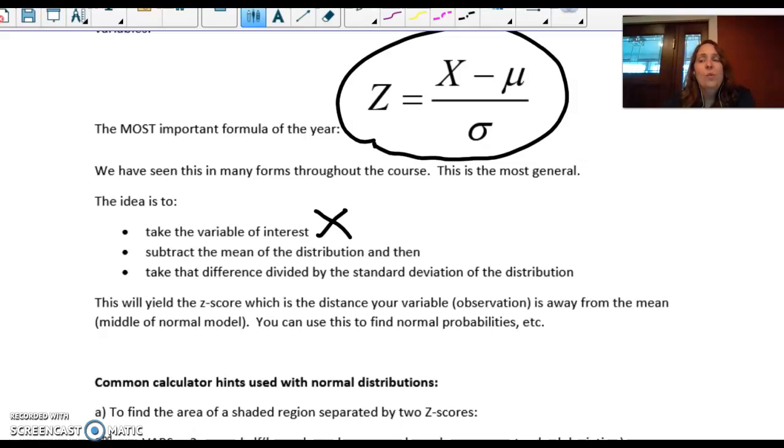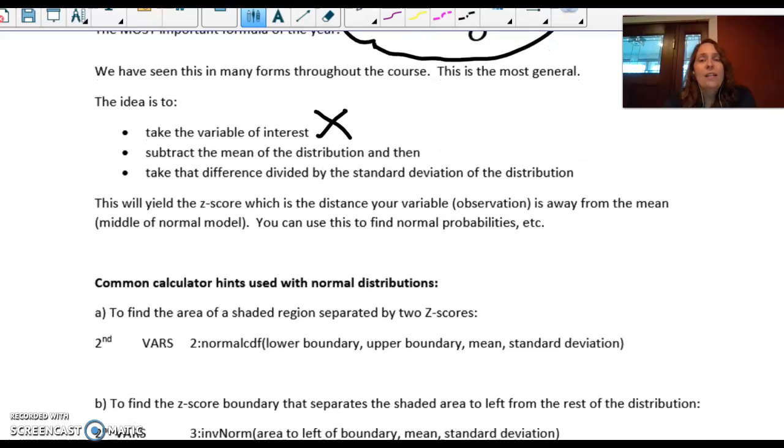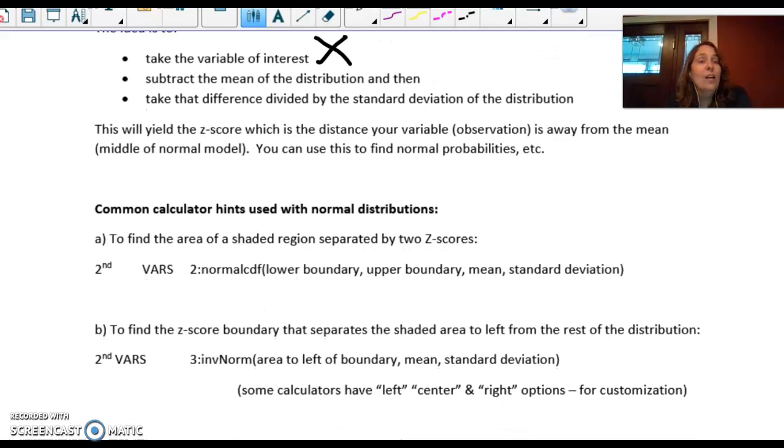Based on this, we will also use some calculator shortcuts to be able to find either the area under the curve, or if we need to find the z-score that goes along with an area. I have the calculator hints written here for you in case you wanted to follow along. Also, I'm going to attach this document so that you can print it out if that would be helpful to you. But right now, I'm going to move over to the calculator. So if you could do that as well, please.